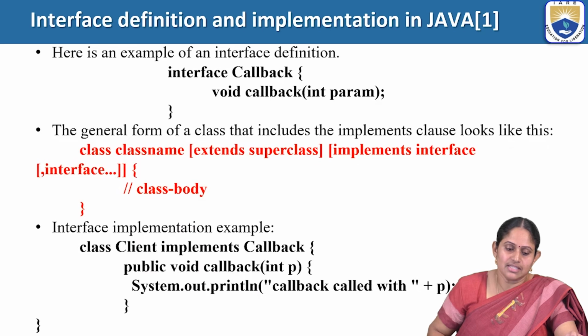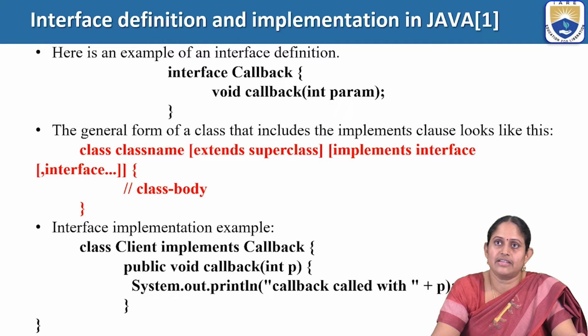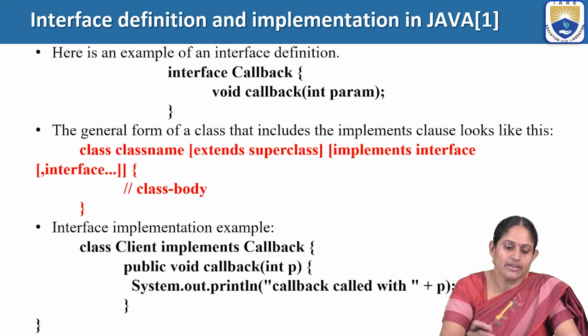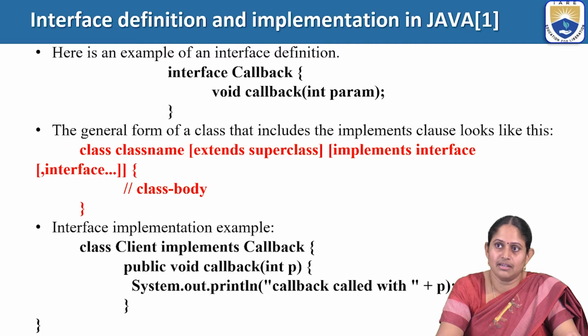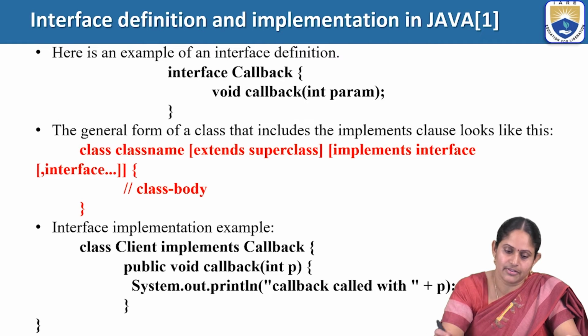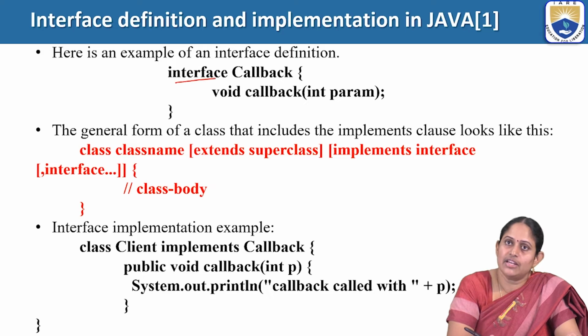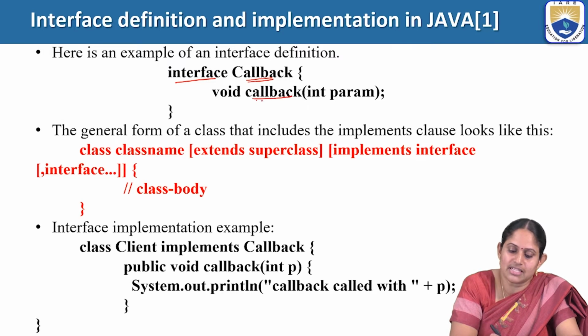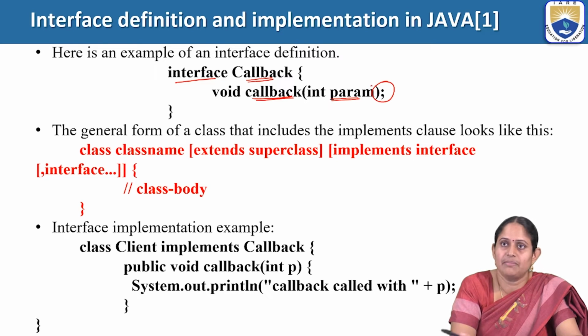Now let's look into the interface definition and implementation. We have already seen the basic structure of an interface. Here this is the interface keyword, and we are defining an interface named callback. This callback interface contains a method called callback with some parameters passed, and this is an abstract method. It ends with a semicolon. You don't define any body for that.